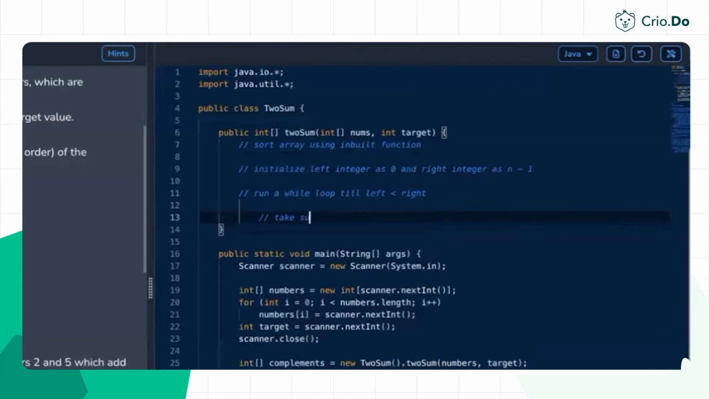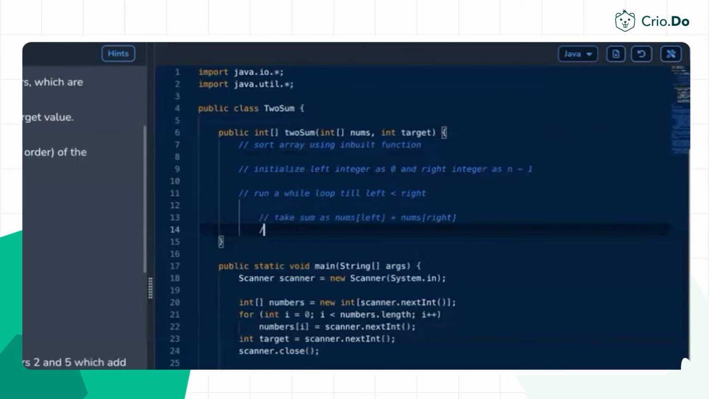We have to take the sum as what? Take the sum as nums of left plus nums of right, that is the value at the left pointer plus the value at the right pointer. Once it is taken, there are three scenarios: it is equal to target, it is smaller than target, or it is greater than target.